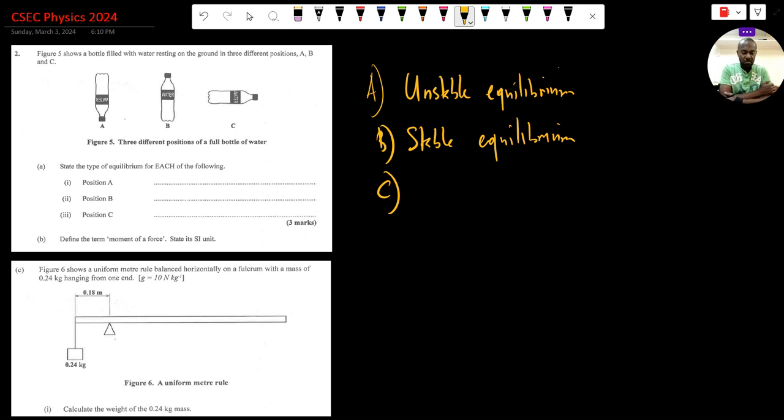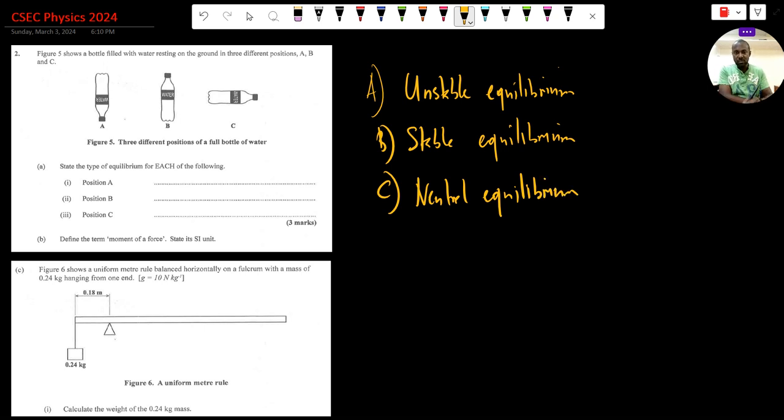Now, in position C, no matter how you turn or spin the bottle, the position of the center of gravity does not change. It does not appear to be any more stable or any less stable than it initially was. And so therefore we say that it is in a state of neutral equilibrium, right? So I forgot my spelling there for a little while. So in position C, it is in a state of neutral equilibrium, right?